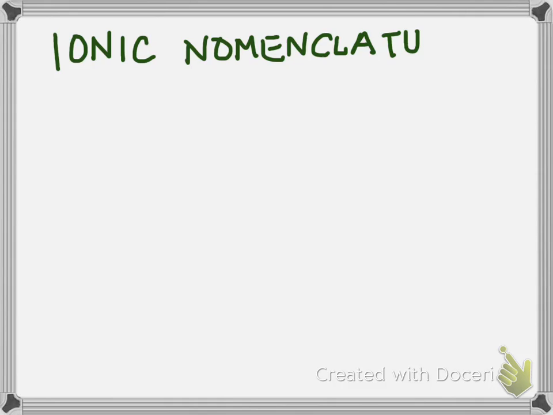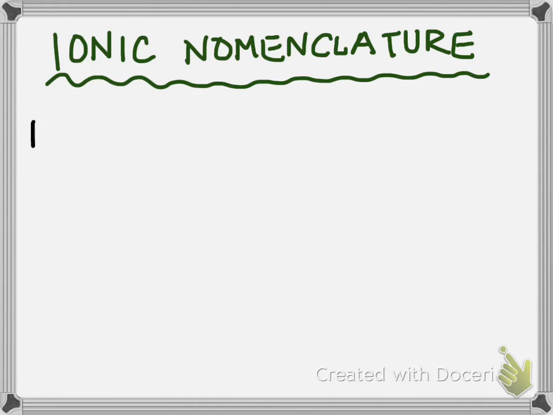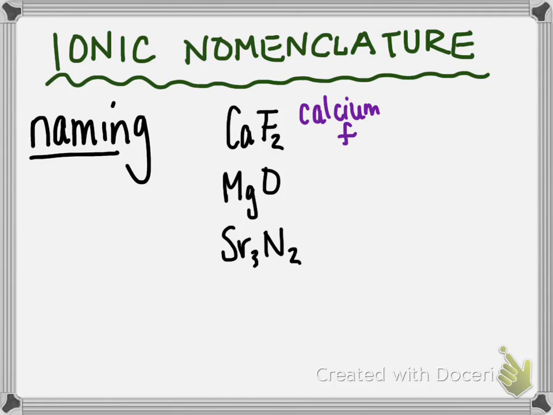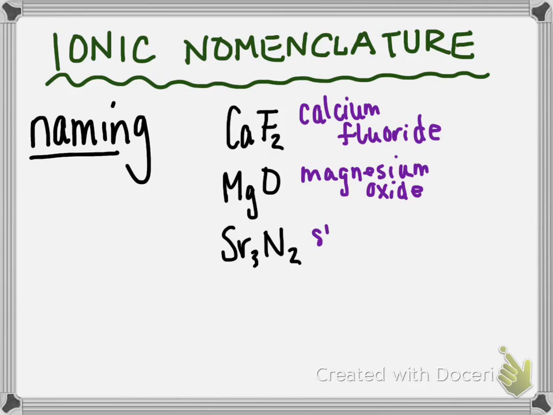So let's start. Let me speed this up just a little bit. This is called ionic nomenclature. Nomenclature is just a fancy way for naming and writing formulas. Okay, so we're going to start with naming compounds. I'm going to give you a few examples here, and then I'm going to name them. The first one is calcium fluoride. The second one is magnesium oxide. And the third one is strontium nitride.